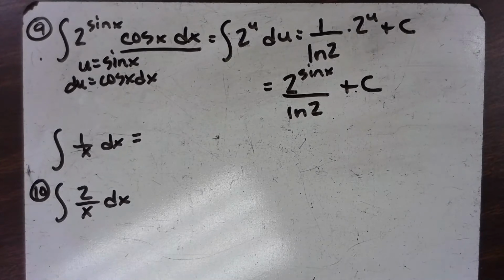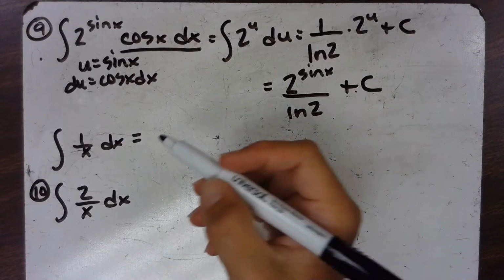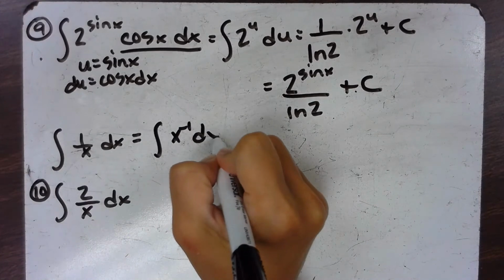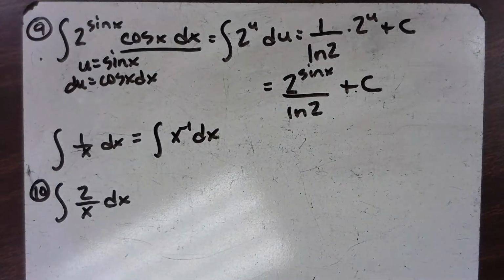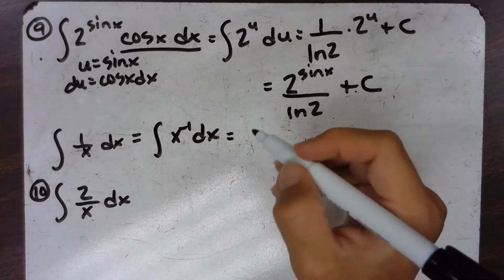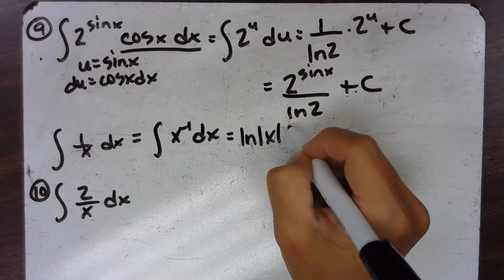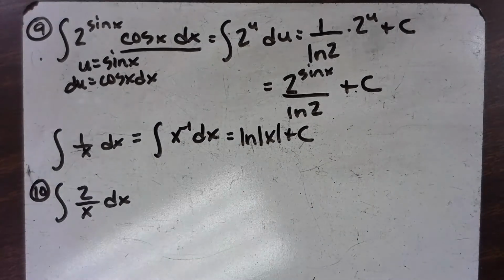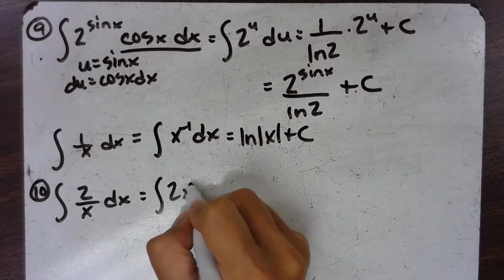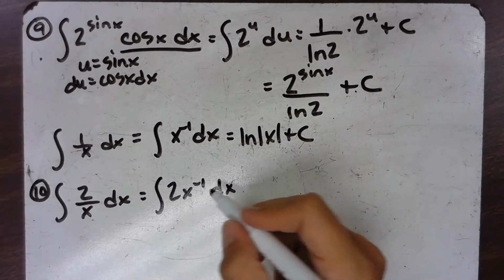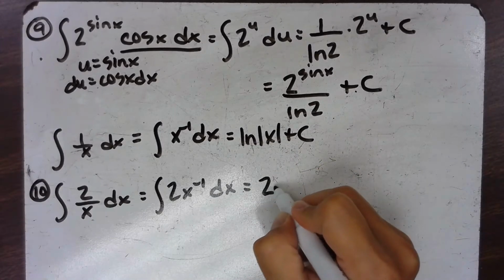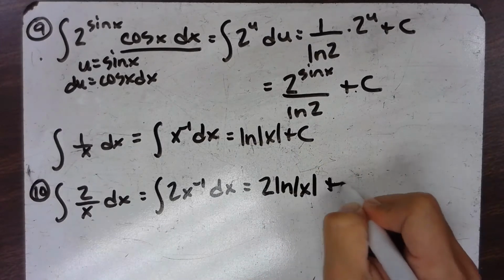All right, moving right along. Now, when I see this right here, recall that this is x to the negative 1. So when we had x to the negative 1, remember, when we integrate it is ln absolute value of x plus c. All right, so here we go. Now again, if you want to change this so it looks like that right there, you're welcome to. And so this is going to be 2 ln absolute value of x plus c.